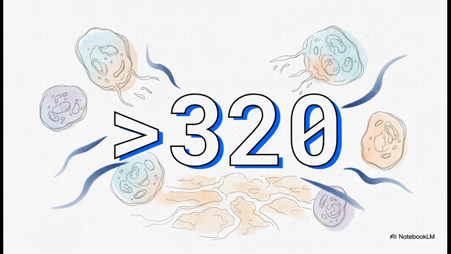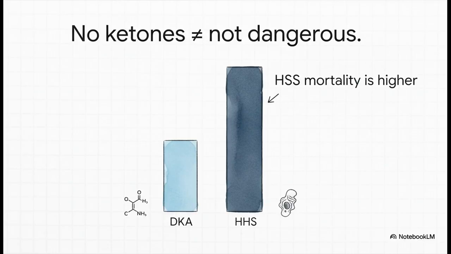This is what makes HHS so incredibly dangerous. Please, whatever you do, do not fall into this trap. A lot of students think that because there's no acidosis, HHS is somehow less bad than DKA. The exact opposite is true. That profound dehydration and the crazy electrolyte imbalances in HHS lead to a much, much higher mortality rate. This is an incredibly serious condition.